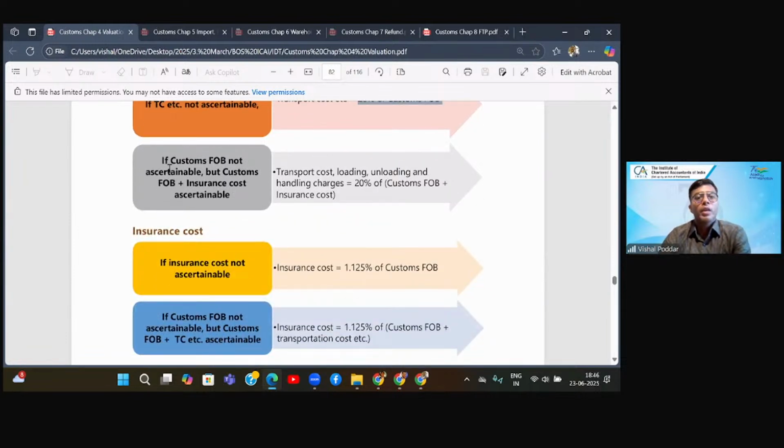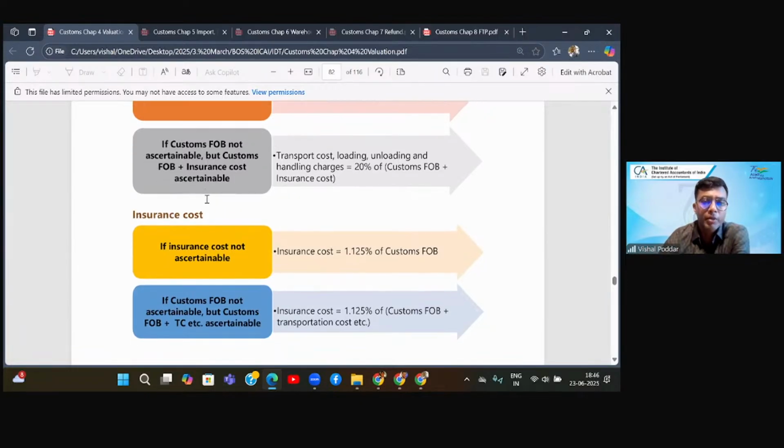Now, if customs FOB is not ascertainable, but customs FOB plus insurance cost is ascertainable, in that particular case, the transport cost is 20% of FOB plus insurance. So the general rule we read above is that you have to take 20% only of FOB. But if let us say only FOB is not ascertainable, and it is FOB plus insurance which is ascertainable, in that particular case, you will take FOB plus insurance and take 20% of that.